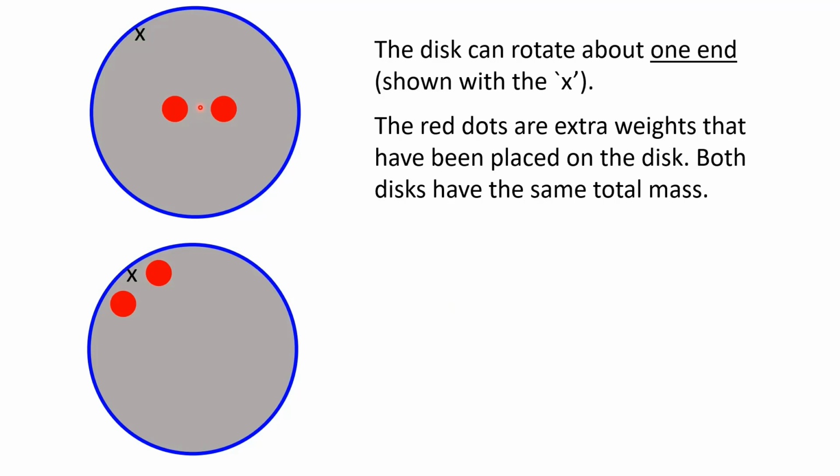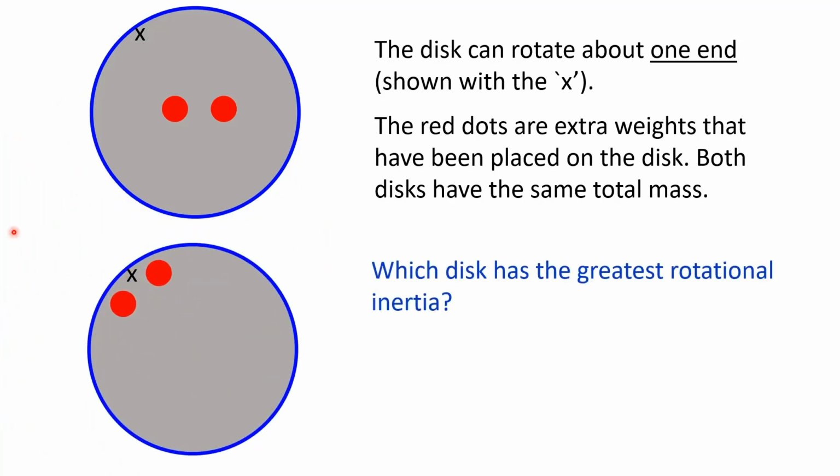All right, now here I've made a slight change. The objects themselves are the same, but now I'm going to rotate them about this point. These X marks their axis of rotation. So it would look something like this. Okay, in that situation, which disk has the greatest rotational inertia? This time, the bottom disk has the mass located closer to the rotation axis, where the top one, the mass is located further away. So the top disk now has the greatest rotational inertia.